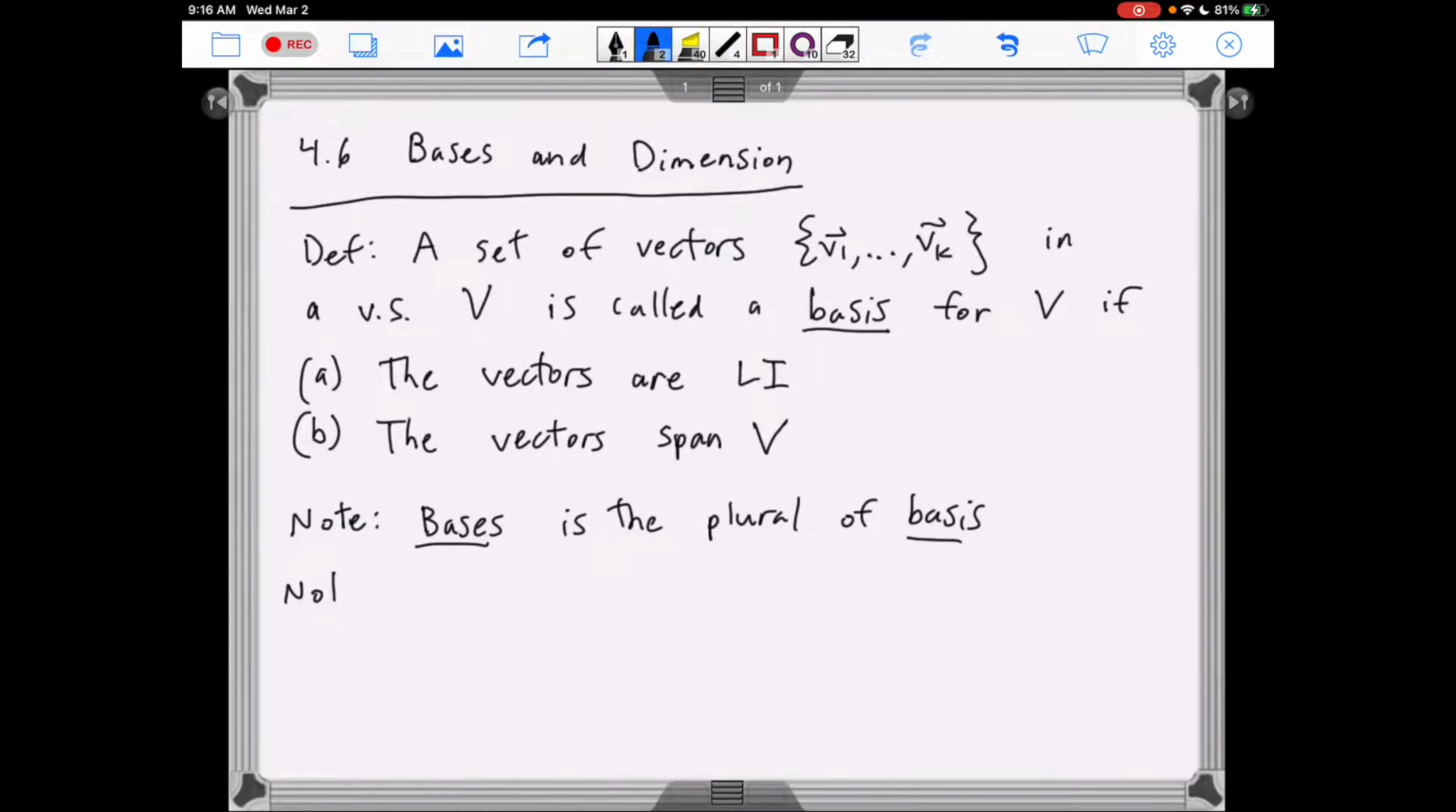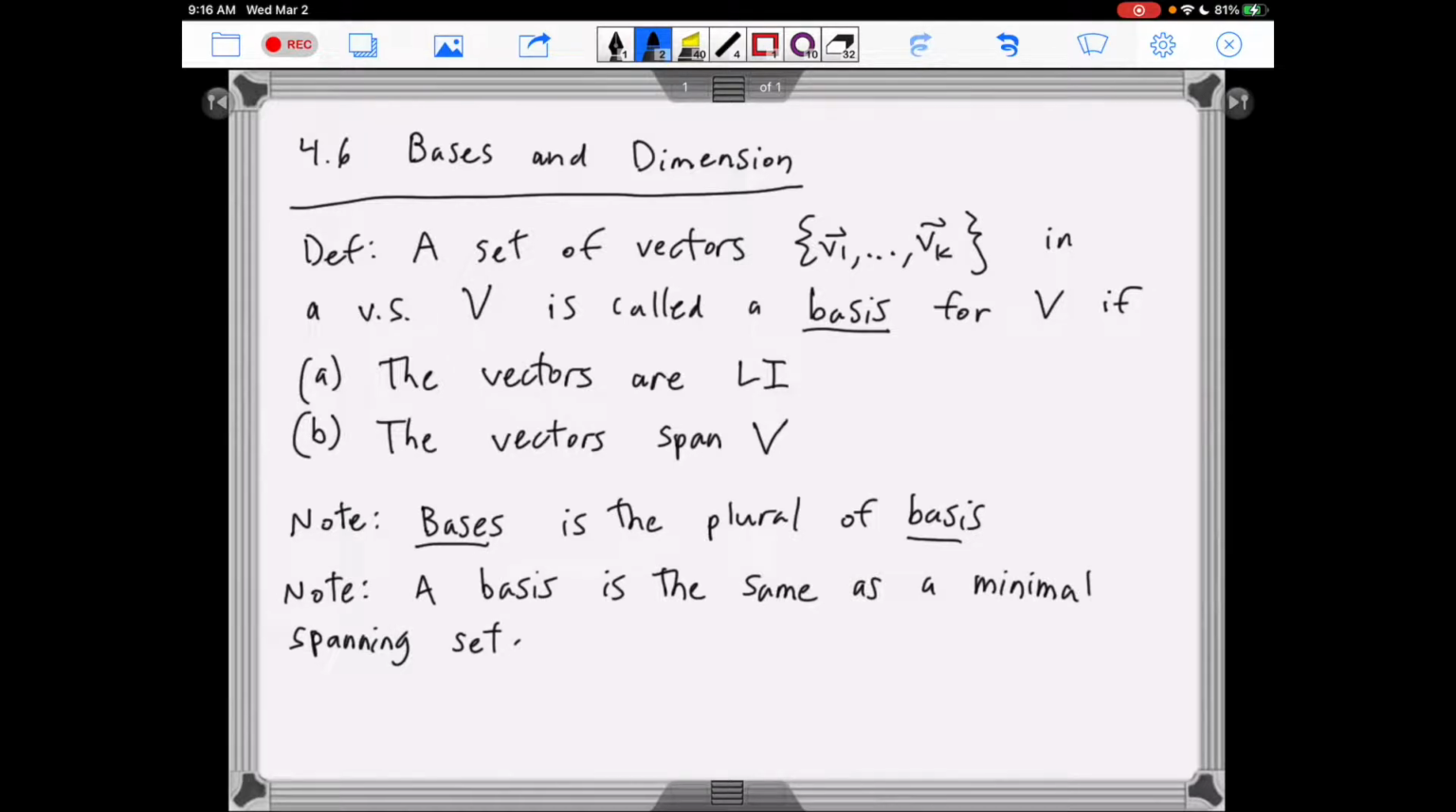Another note. A basis is the same as a minimal spanning set. Actually, did we call this a minimal? Yeah, let me write that down correctly. A minimal spanning set.